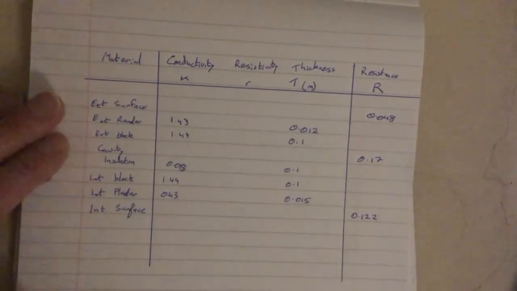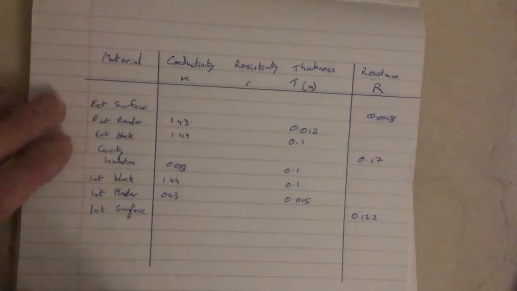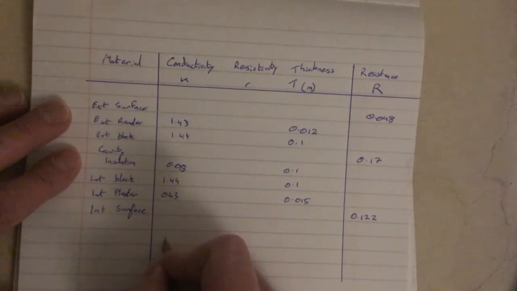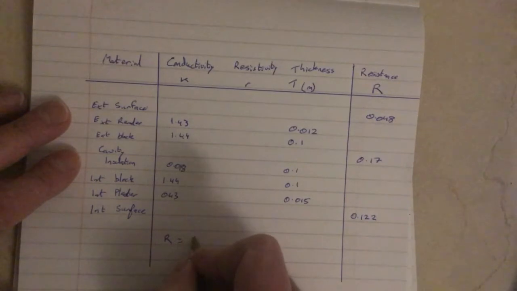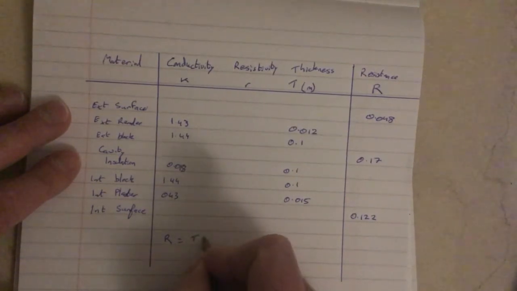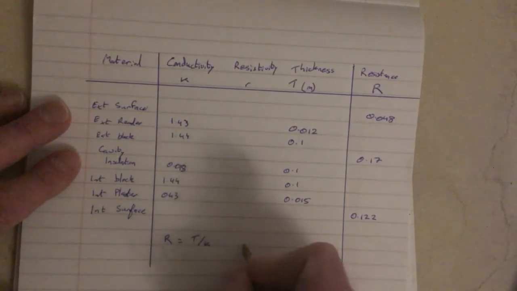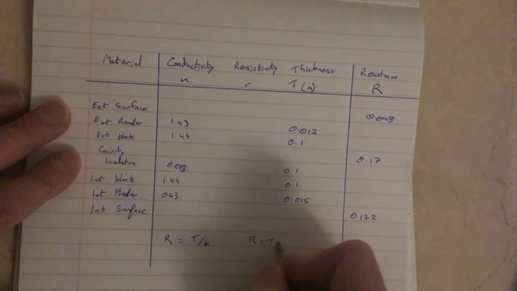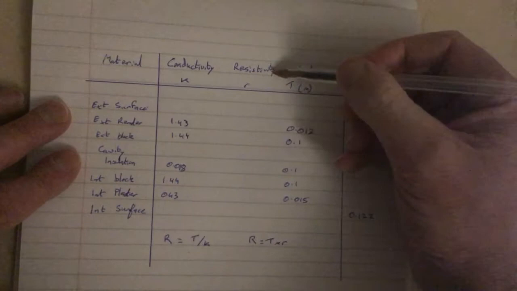Now, there are 2 formulas you need to know, and they're not written down for you anywhere, you just need to know these formulas off by heart. So to get my resistance, it is one of these formulas. It's either my thickness divided by my conductivity, or my resistance is equal to my thickness multiplied by my resistivity, this column.